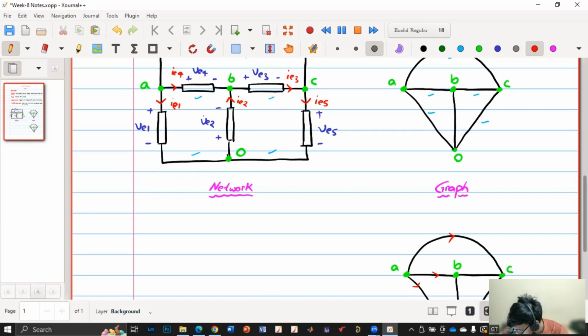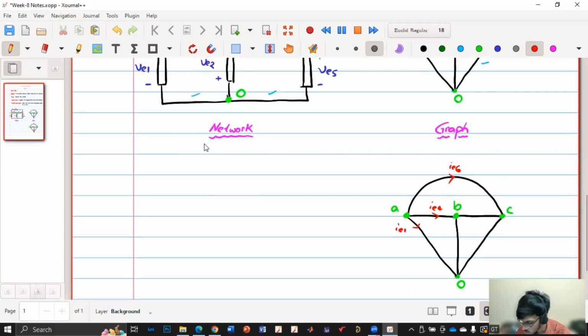Also, we'll write the names. So this is IE6, this is IE4, this is IE1, and IE2 is going from bottom to top, IE2, and this was IE3, and this is IE5. So first we have drawn the current directions. Now we'll also mark the voltage polarities. So this is VE6, this is VE4, this is plus minus VE1, this is plus minus VE2, here plus minus VE3, and here plus minus VE5.